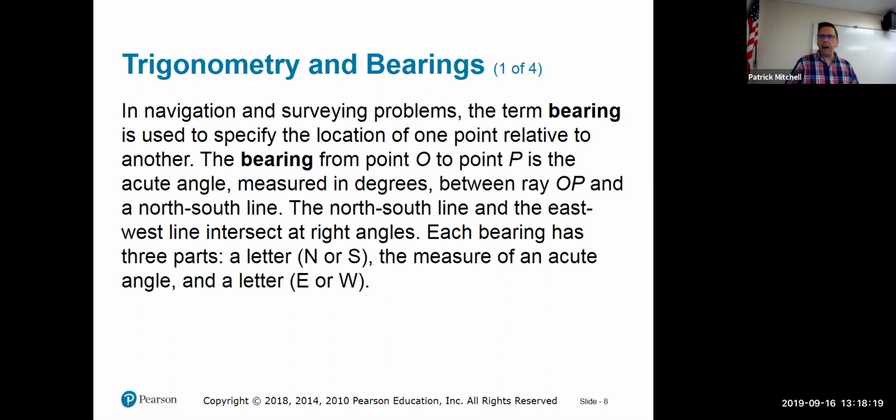That brings us to bearings. A lot of the problems, like the ones you just saw, are going to be given in terms of bearings instead of just actual, spelled out angles. In navigation and surveying problems, the term bearing is used to specify the location of one point relative to another. You'll see examples on the next few slides that will make a lot more sense than this paragraph, so I'm going to skip reading this and just show you how it works.